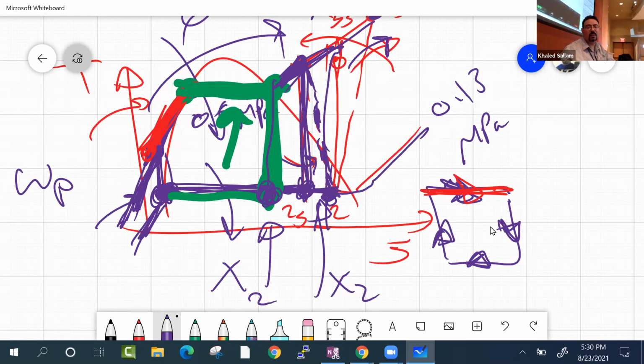Okay, so we saw the cycle on the TS diagram, but how does it look in real life? It will look like this.